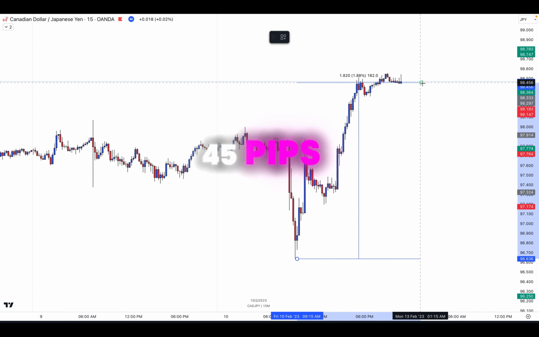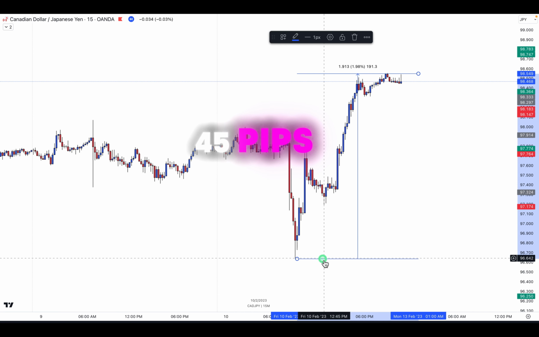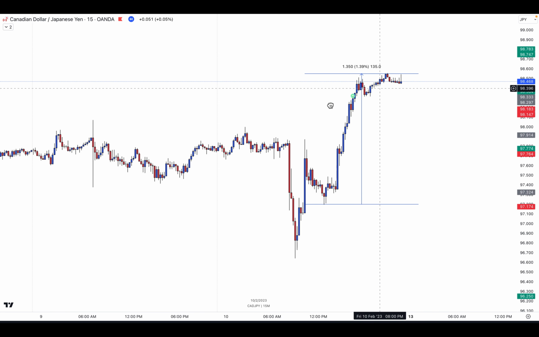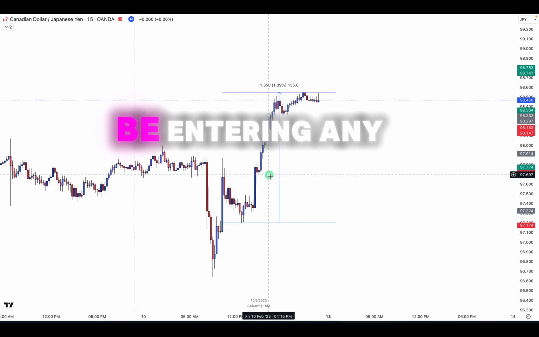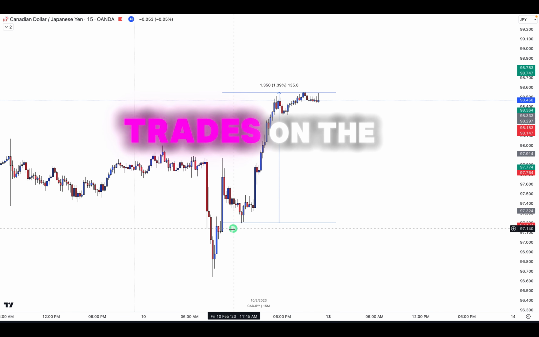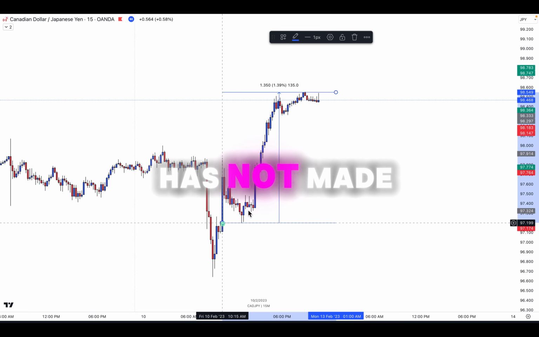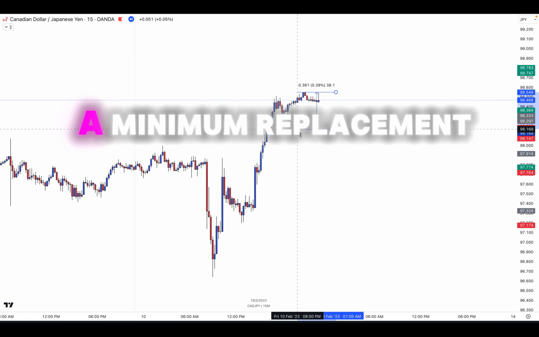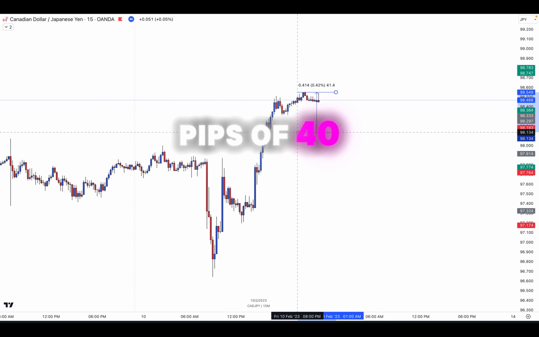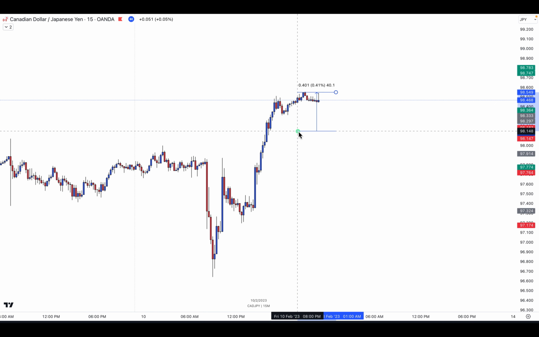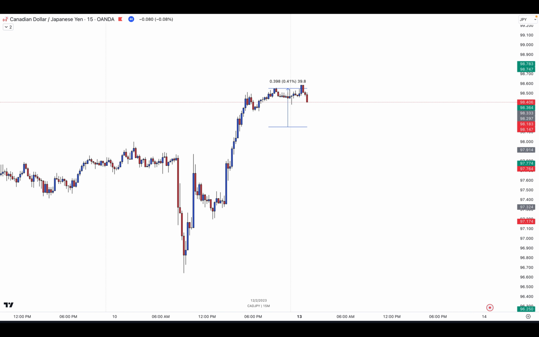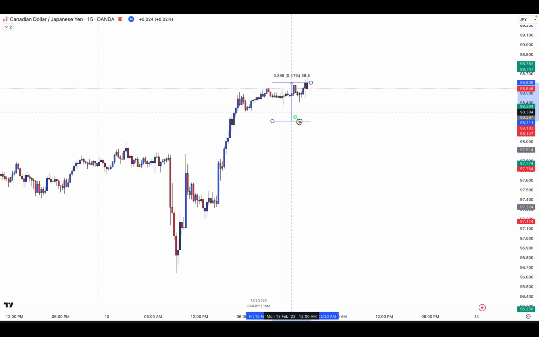You can see here, this is way more than 45 pips. You can even measure from here, you can see this is way more than 45 pips. So we won't be placing any trades on this day if the market has not made a minimum retracement of 40 pips. It has to be 40. Let's see here. You can see we're on Monday already. Let's update it.